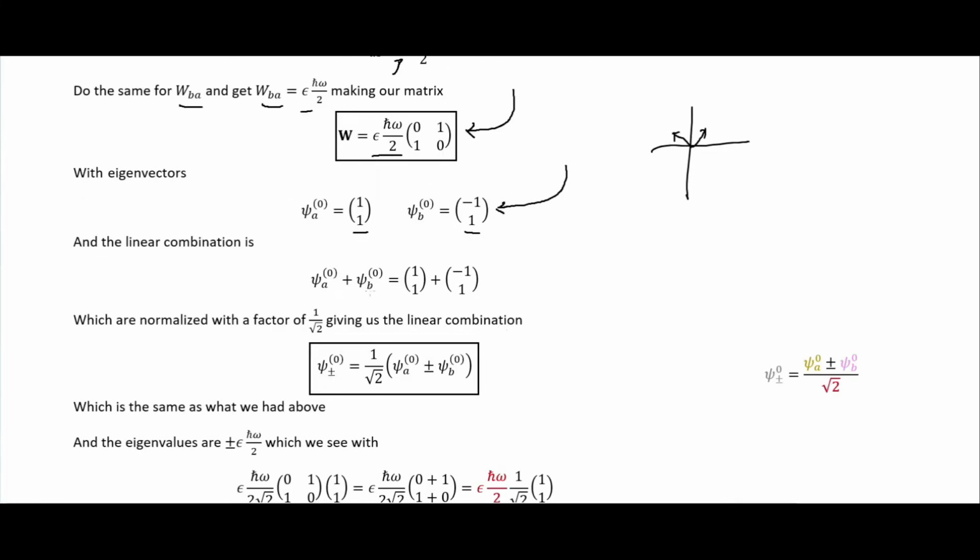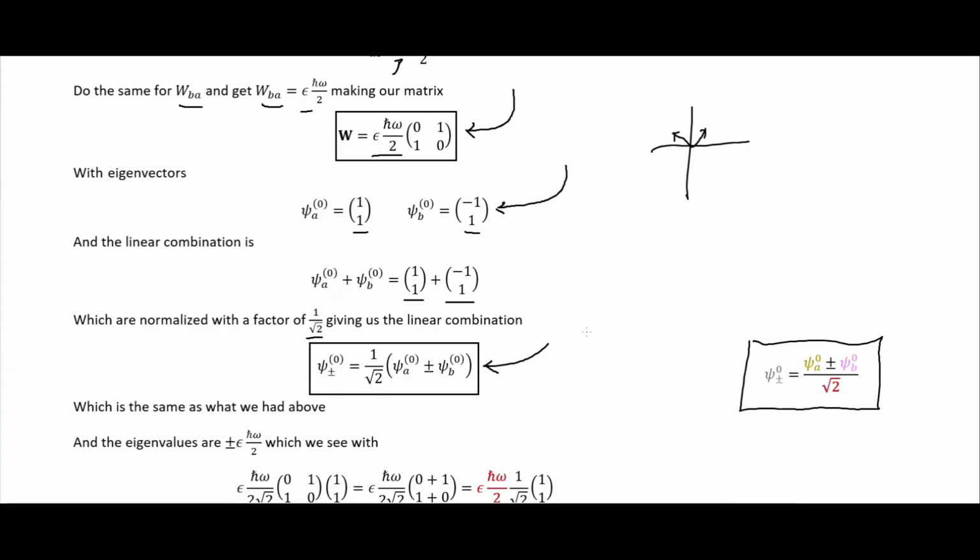And so the linear combination will be this 1, 1 plus this minus 1, 1 here, which are normalized with a factor of 1 over the square root of 2, giving us this linear combination. This should look familiar because it's exactly the same as the one that we got from our previous video. It's the same one that we got with the strategy we used in the previous video, when we assumed we knew what the perturbed states were.